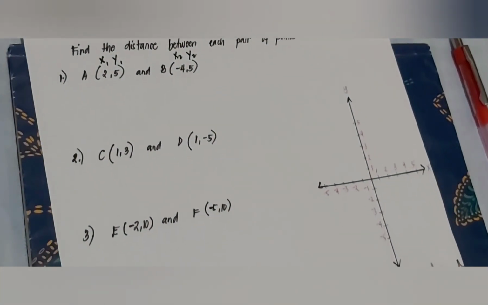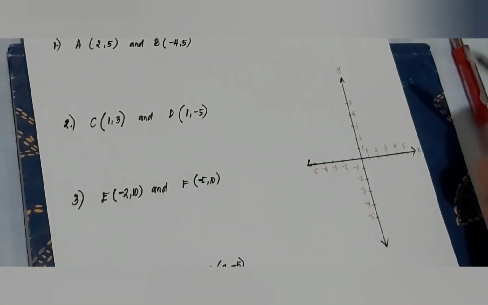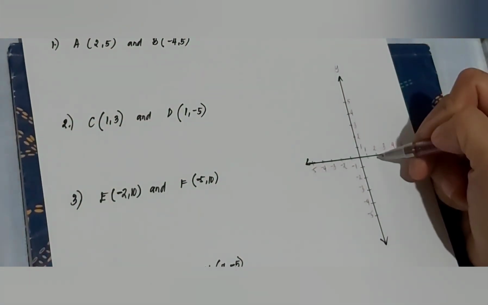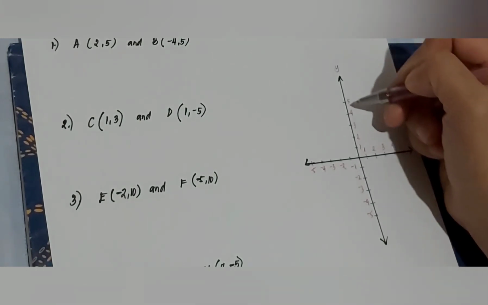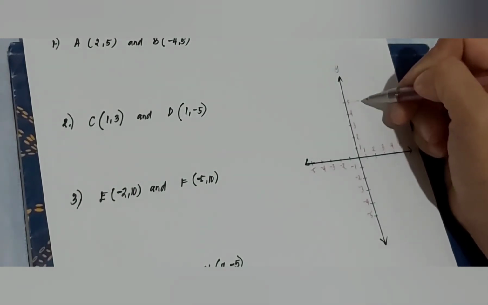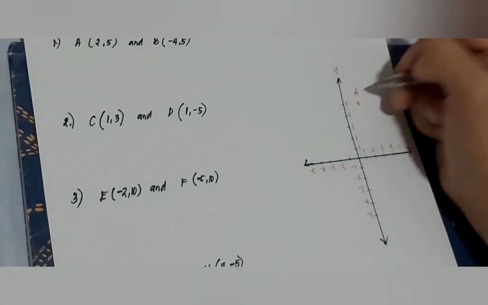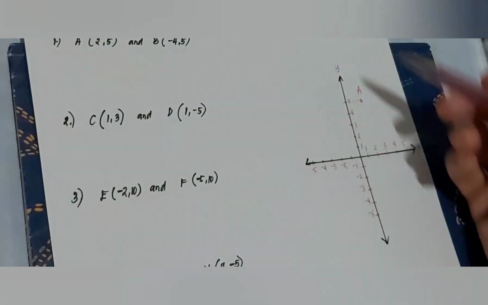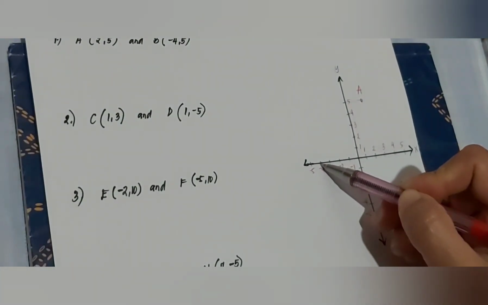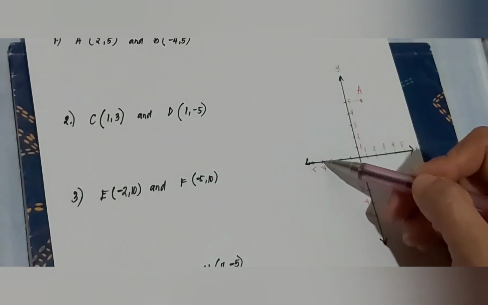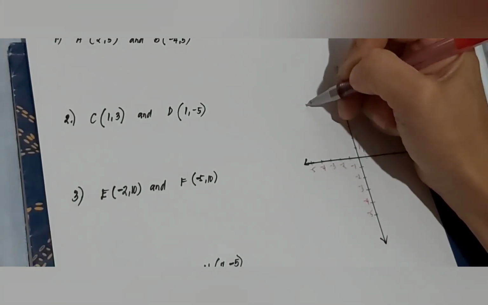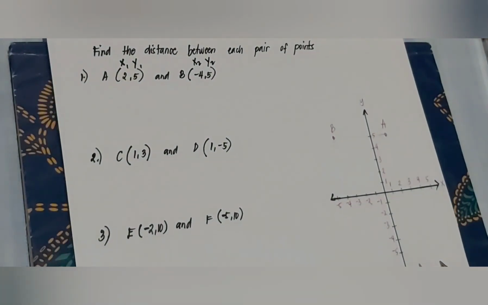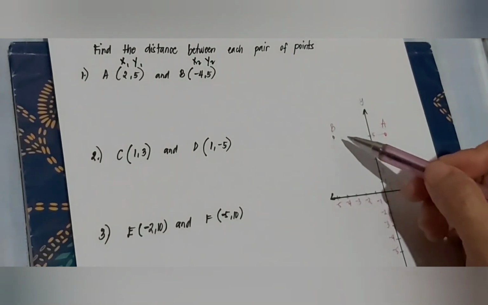Okay, let us plot the points in our Cartesian plane. So we have 2 and 5, 2 for x. We have positive 2 and then positive 5. So here it goes. So this is point A. Okay. And then we have -4 and positive 5. So -4 of x, positive 5 of y. Connect natin. Ayun. So here it goes. This is point B.